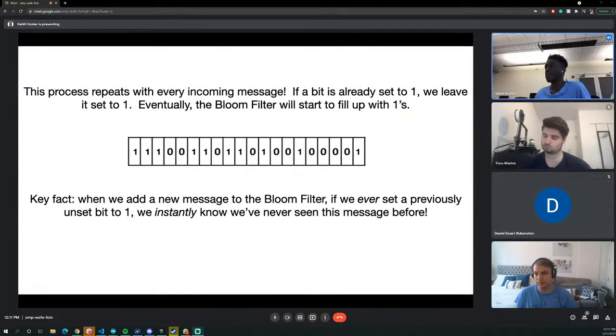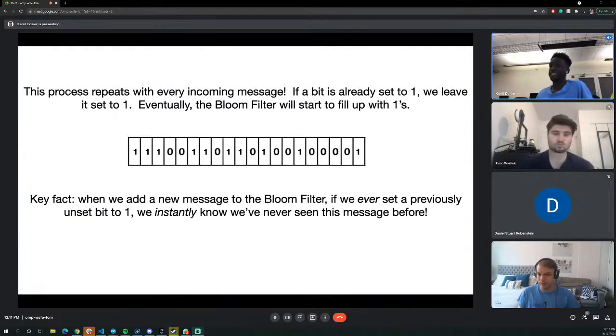So every incoming message comes in, we apply it to these 2 hash functions. Ideally, if it's a different message, our hash functions are independent enough. We're probably going to get different bits to set. So we set them, and eventually this repeats and repeats. And as you might imagine, our Bloom filter begins to fill up with ones.